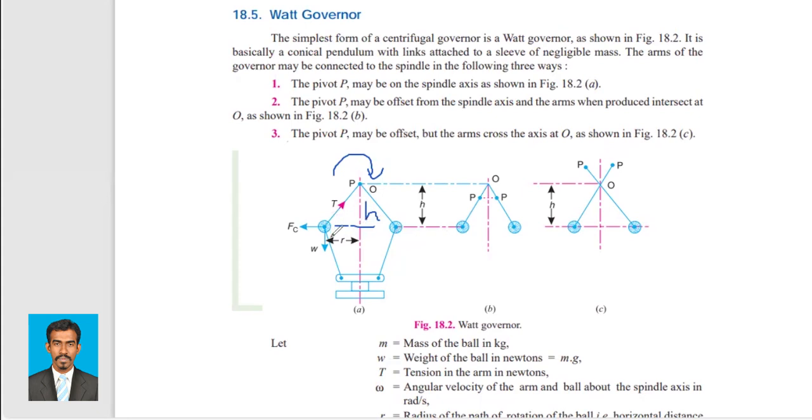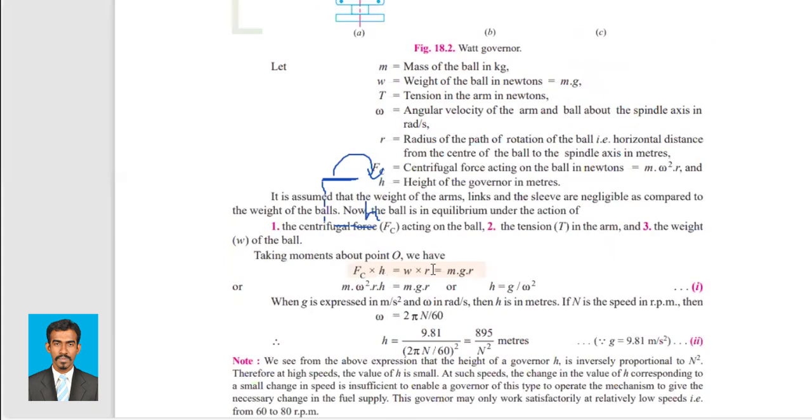And similarly, we have another force W which is acting anti-clockwise. If I take moment this way, it is acting anti-clockwise. So W into the distance between point O and W, that is R. So this distance is R. So FC into H will be equal to W into R. W we can replace by mg, which we know is mass into gravity.